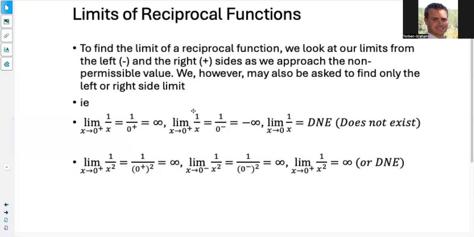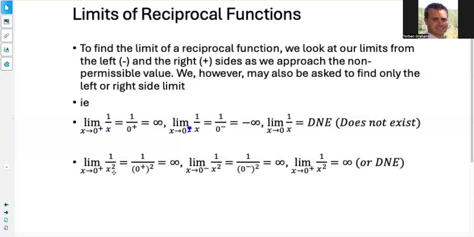Where if we do the same limit, and sorry, this should have been from the negative side, as we substitute in our 0 from the negative, we are all of a sudden dividing by something infinitesimally small, but it's negative. So 1 divided by something very small, negative, would give us negative infinity. Now we can see that these don't match each other. One's positive infinity, one's negative infinity. So we can say it does not exist.